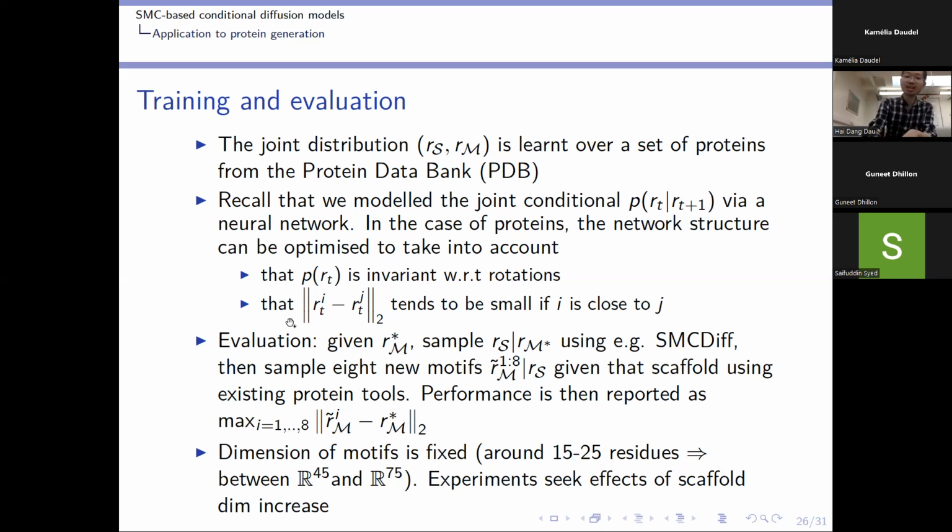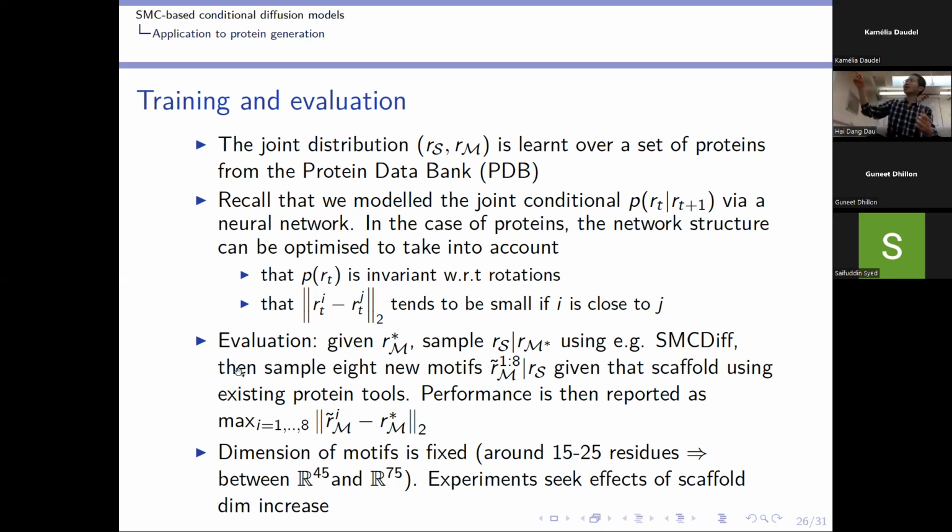Okay, and then this is the funny part, the way that they evaluate their conditional simulation. When they have R_M star, they are going to sample from R_S given R_M star using something like SMCD or the replacement method or whatever. And then they sample new motifs R_M given R_S. So now they take the R_S that they sampled before using the algorithm, and they resample new R_M again using an existing protein tool.